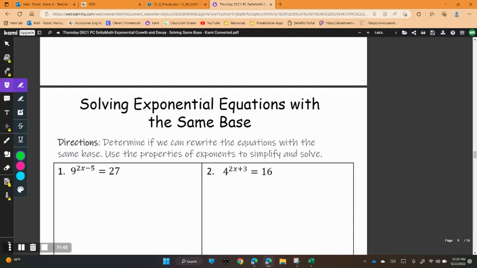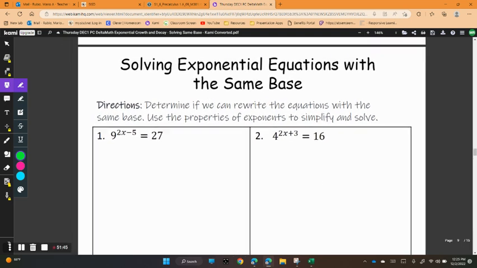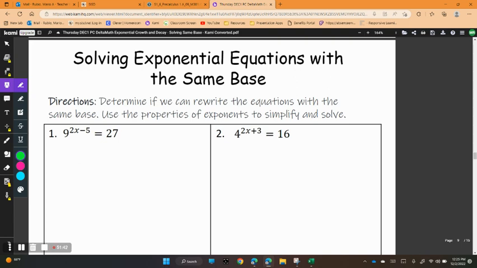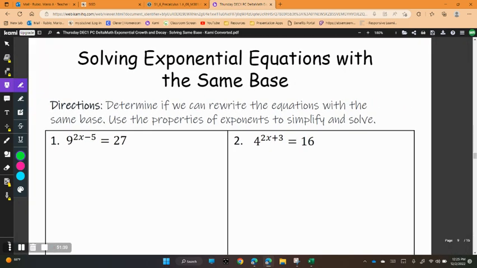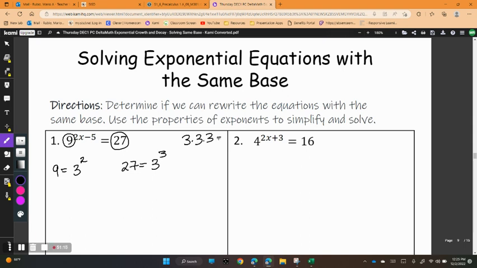Let's take a look at the next topic we covered: solving exponential equations with the same base. Remember, I did these in class as an example on Wednesday. We have to write these in such a way that they have the same base. Another way we can write 9 is 3 squared, because 3 times 3 is 9. And another way we can write 27 is 3 cubed, because 3 times 3 is 9, times 3 is 27. So we have to understand that first.